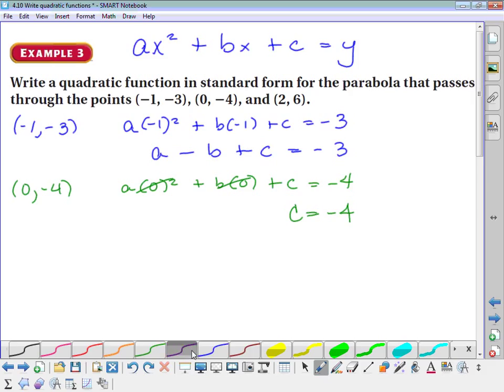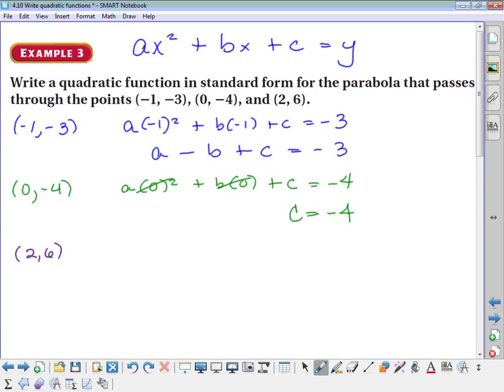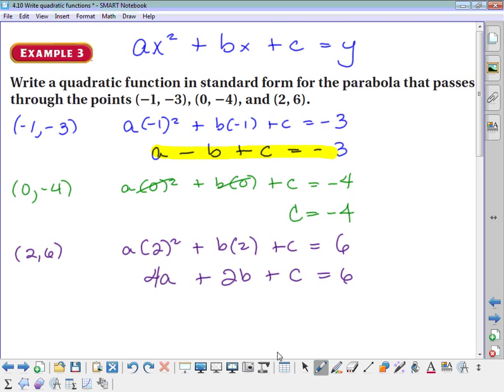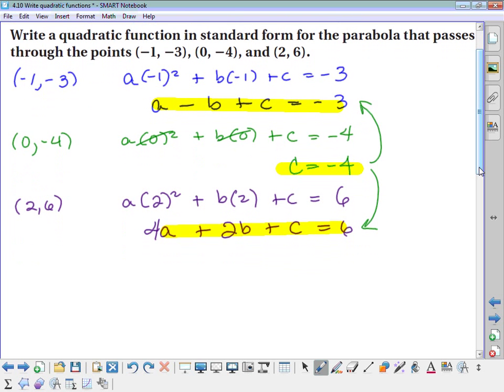And then finally I'm going to plug in the point 2, 6. So a times 2 squared plus b times 2 plus c is equal to y, which is 6. And so that's 4a plus 2b plus c is equal to 6. So now I have a system of 3 equations in 3 variables, and I can solve for a and b and c. Well, c I already know, and so what I'm going to do with c is put it into these 2 equations so I can get 2 new equations with just 2 variables.